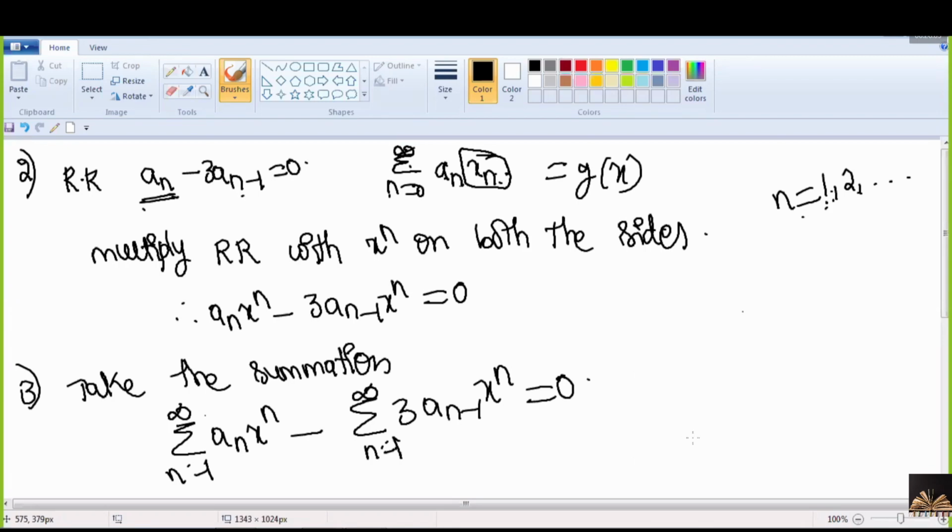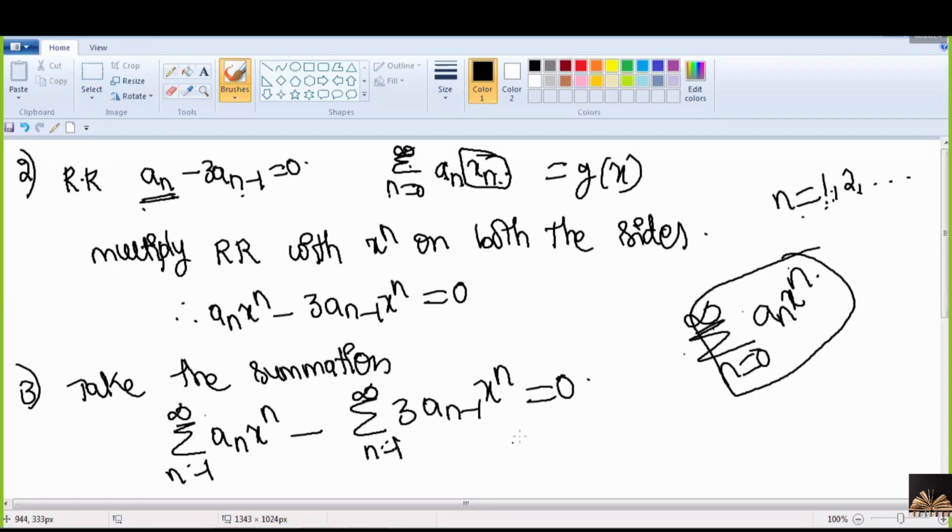Now you need to rewrite this equation such that you get the form of summation n equal to 0 to infinity a_n x^n. You need to change the limits of this summation in such a way to get this form. Clear? First you take down these two steps. After that I'll tell you how to change this equation.